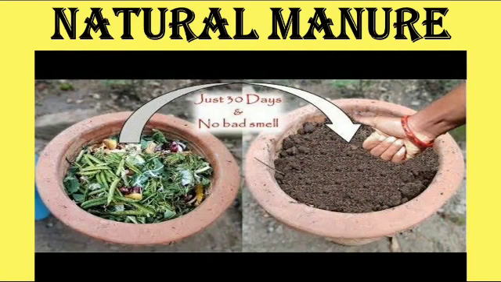One easy way of getting manure is to make natural manure at home. It is very easy to make manure at home. How? You just have to collect your kitchen wet waste, and from that waste you can make natural manure. So here I am showing you a small video where you can learn how to make natural manure at home.